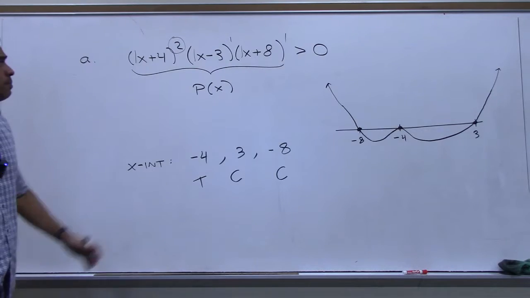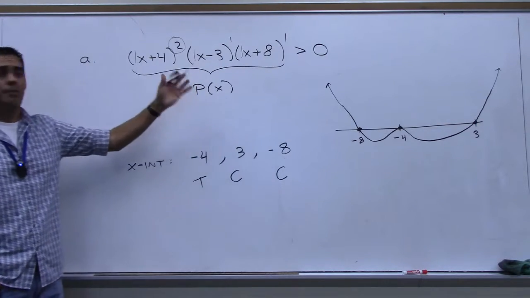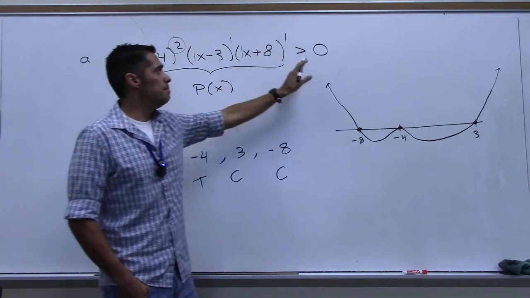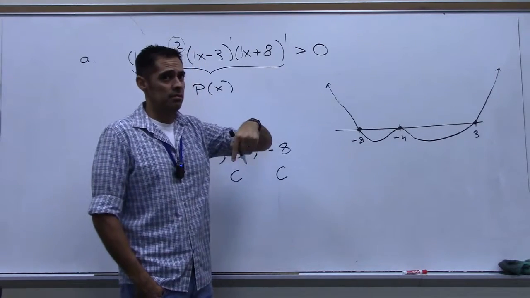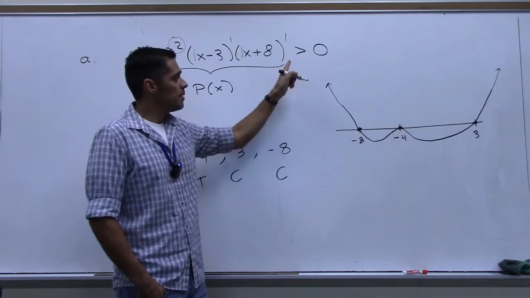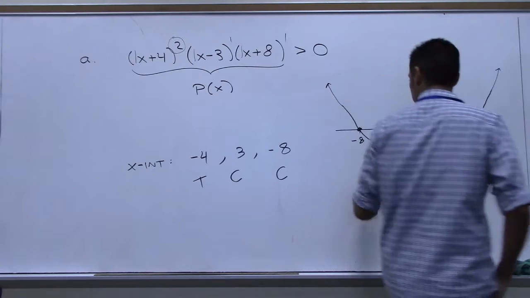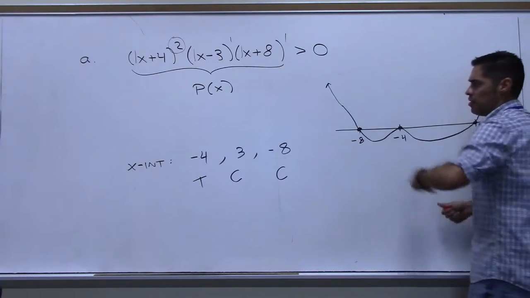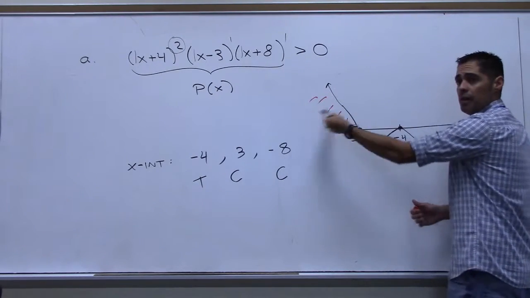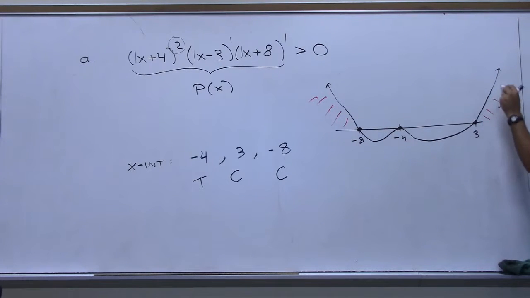So now we get back to the original problem. We want to know when this thing is bigger than 0, but not equal to 0, right? Where is it bigger than 0? So over here in this region, we're above the x-axis, and then over here in this region.